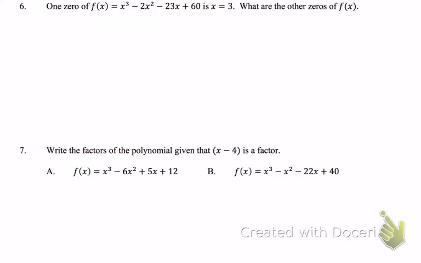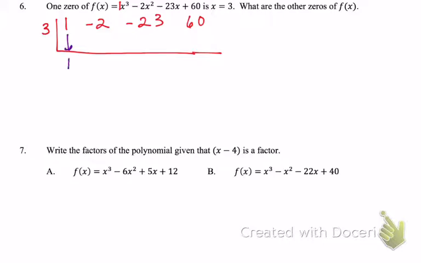Okay, we're going to do the same thing for number 6. It says that one of my factors is 3, so I'm going to use synthetic division and solve. So 3, I have x cubed, so 1, -2, -23, and 60. I'm going to bring the first one down. So 1, you get a positive 3. -2 and 3 add to be a positive 1, 3, -20, -60, 0. This works out.